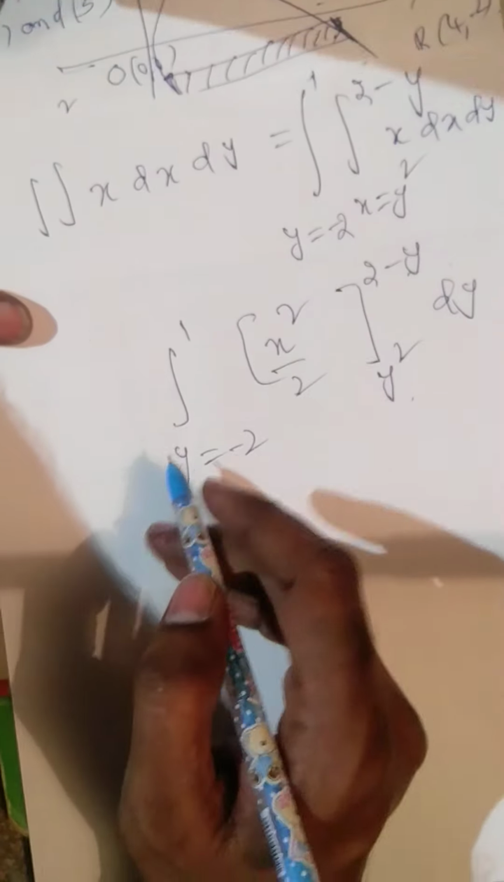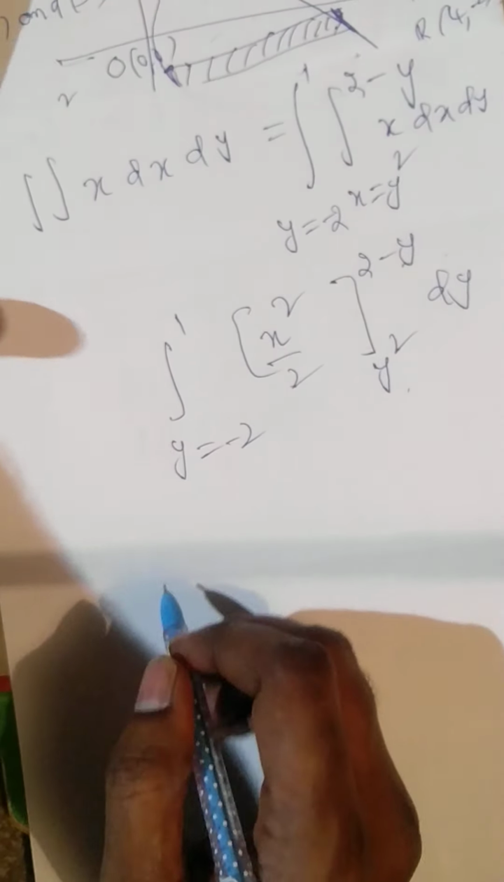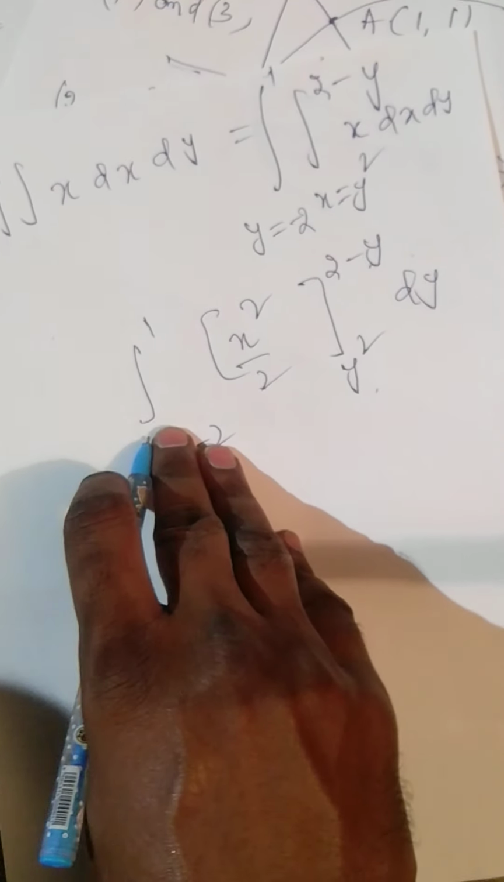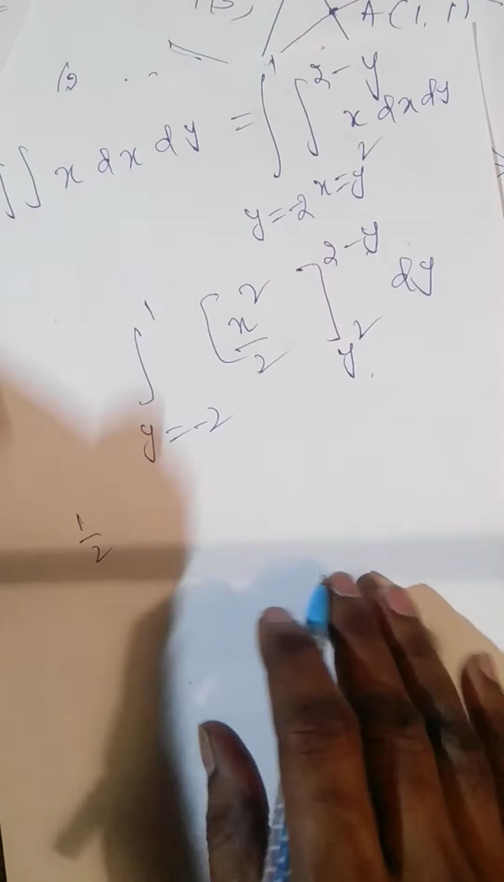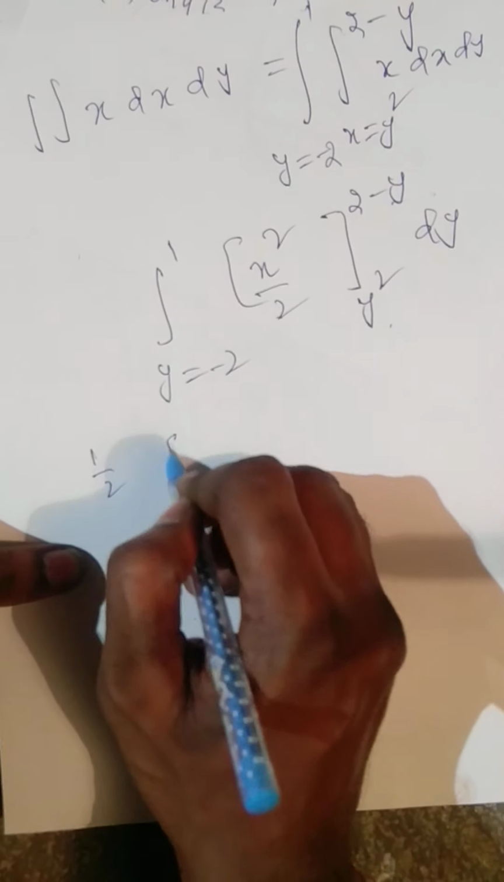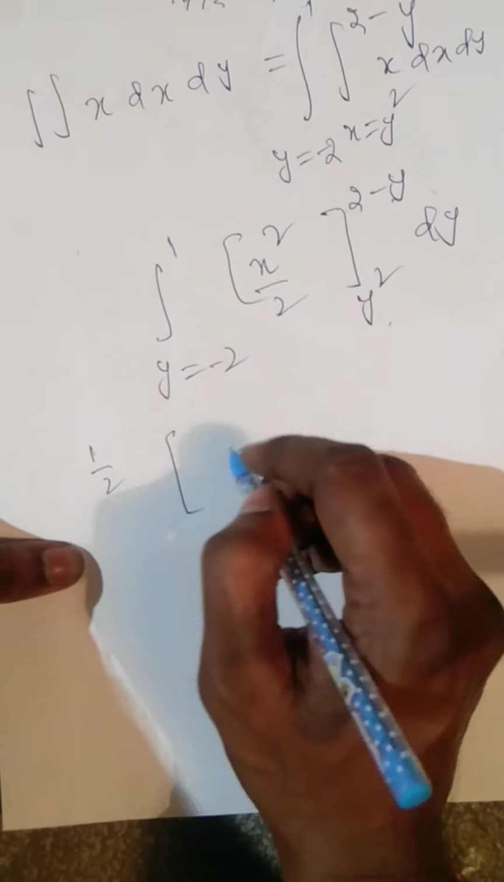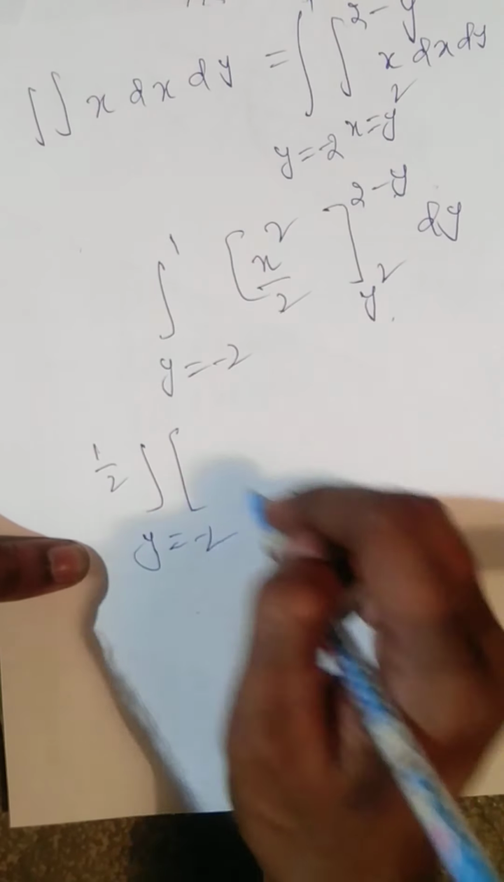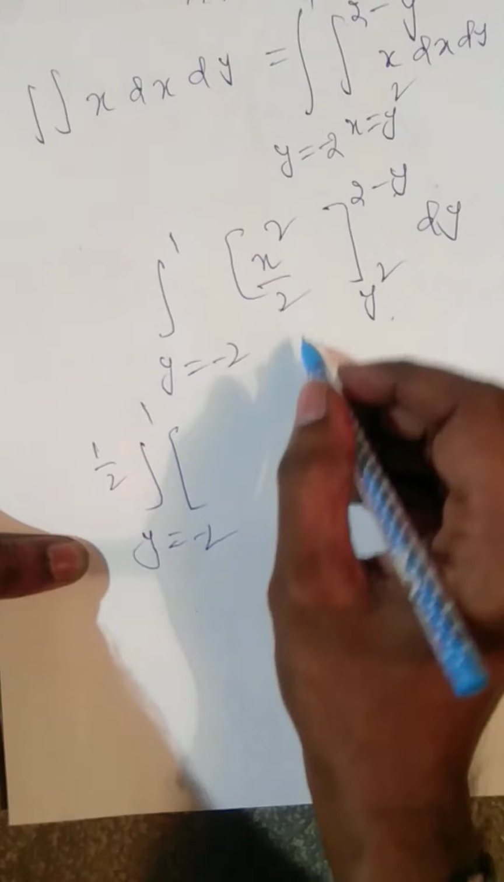Now we can take 1 by 2 outside. Then you can take the y limits also, y equals minus 2 to 1. Okay, now we have x square, right?